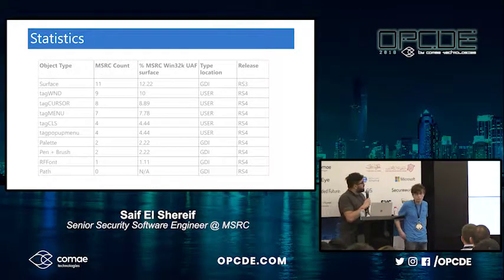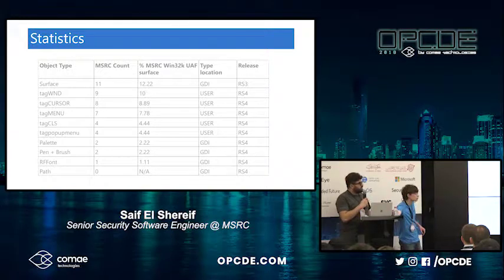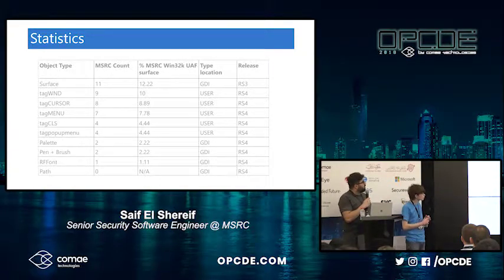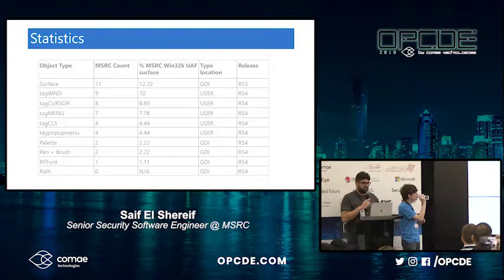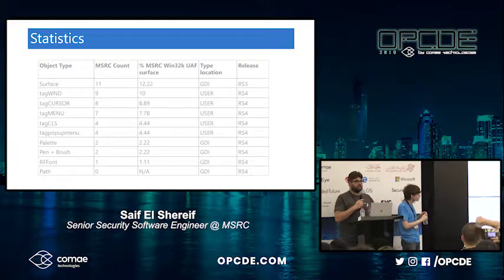These are just some statistics of the number of cases that MSRC have seen so far in relation specifically to use-after-free vulnerabilities about these specific objects. The surface object is our bitmap. The tagWND is a window structure. As you can see, there are a great number of cases seen by MSRC that had these objects being abused, and we're going to discuss these objects in detail in the next slides.